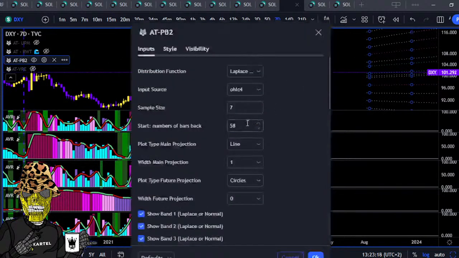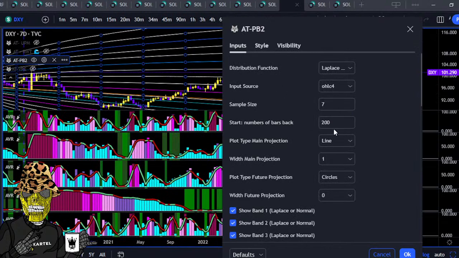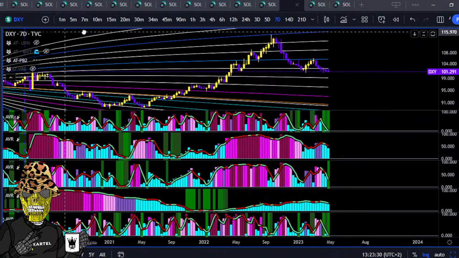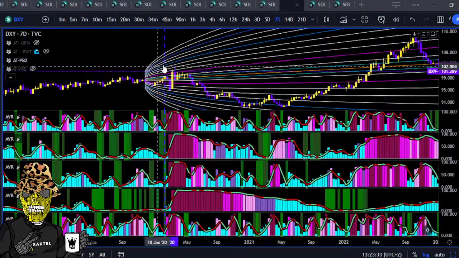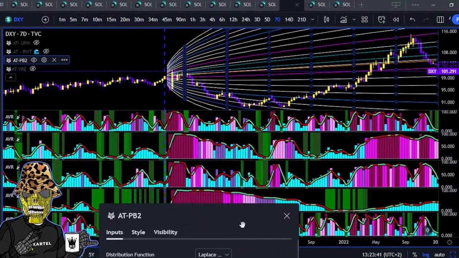Okay, this one's going to be quite a bitch to set up because there's weekends involved. So I'm going to do like 200. Then you do 180. Okay, we're getting there. So this is Dixie. And then I'll duplicate out. I'll put an oil chart on. I actually haven't coned up the oil chart yet.